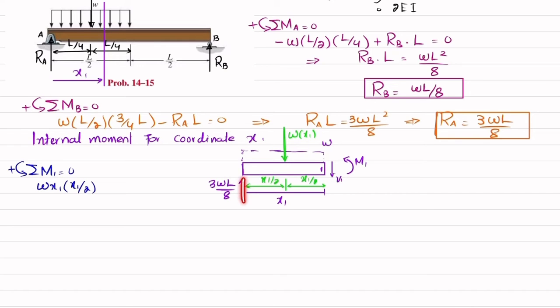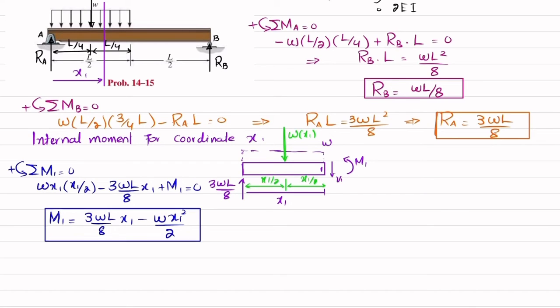The second moment is due to this load, and the perpendicular distance is x1, and this is producing a clockwise moment, so it will be negative. So I will write minus 3WL by 8 into x1. And the last moment is the external moment M1, or reaction moment, which is counterclockwise, and that is positive. And the sum of all moments is equal to 0. So from here, this M1 will be equal to 3WL over 8 x1 minus W x1 square over 2. Clear? So this is the internal moment for coordinate x1.